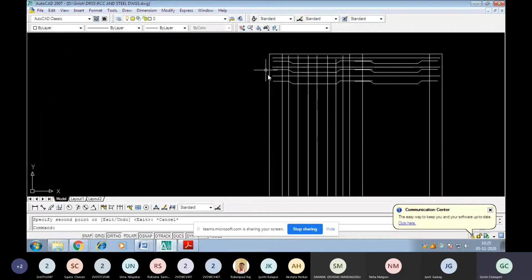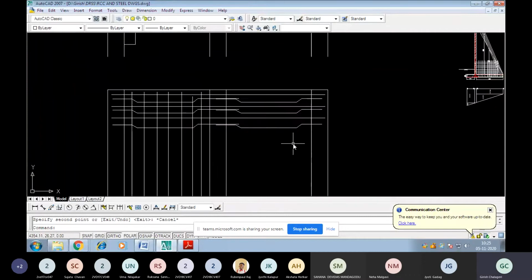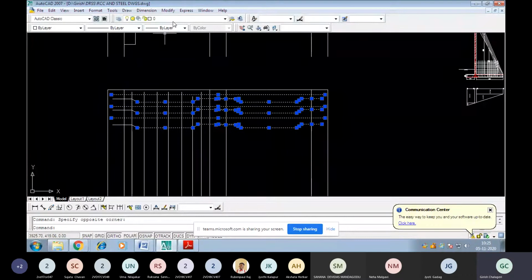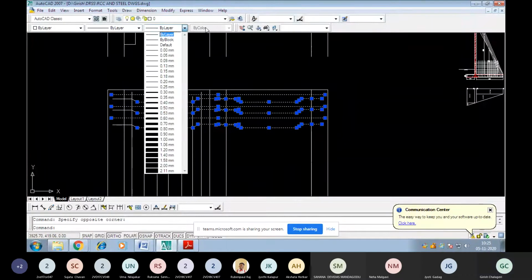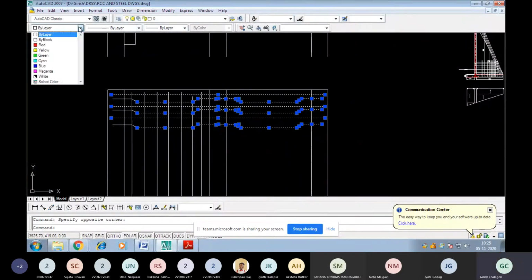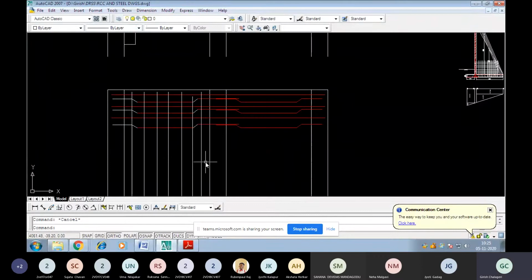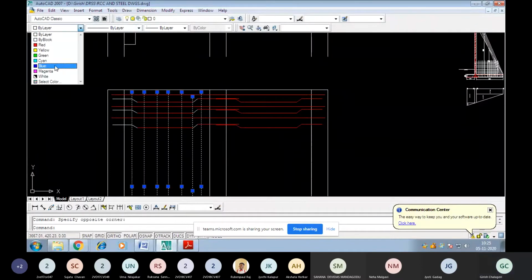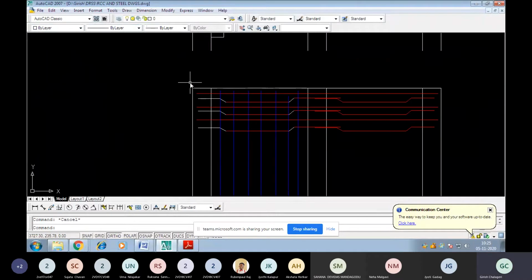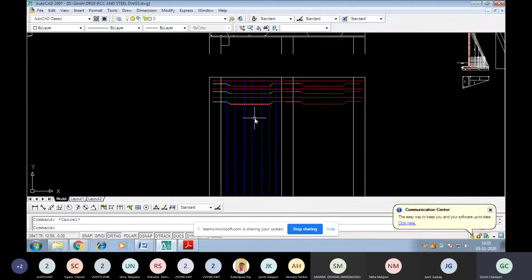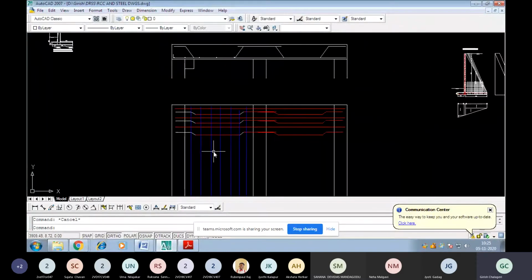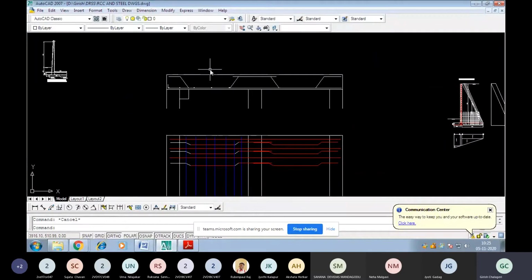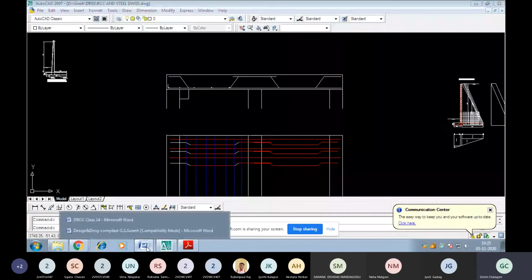Like this. So these main bars are in red color. Let us make them red, and these distributions in blue. Look at this. This red color indicates the main bars, and this blue indicates the distribution bars. This is the reinforcement provided for the slab here.